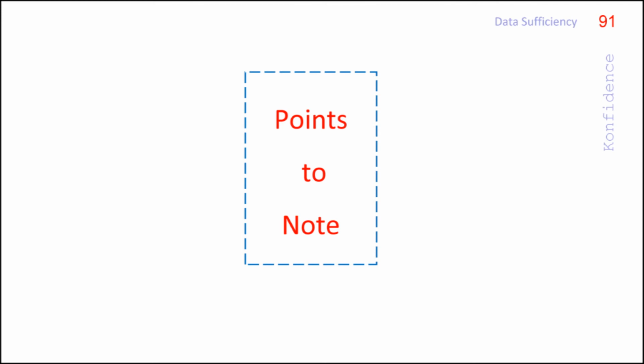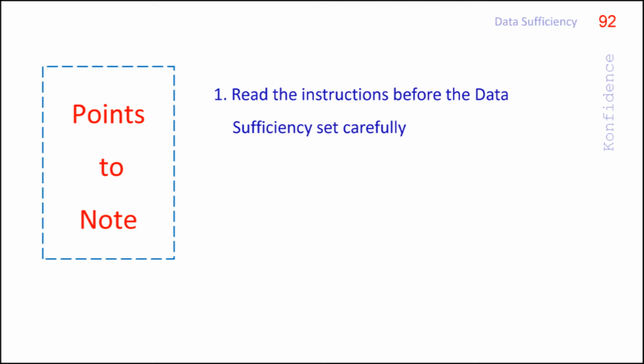They are: 1. Read the instructions before the DS set carefully. DS questions normally come as a set of 3 or 5 questions, and for all these put together will be one set of directions. It is very important to read this because how to answer the set is given in this. What option to mark under what condition will be given here only. So, unless you read this set carefully, it is not possible to answer the questions properly.